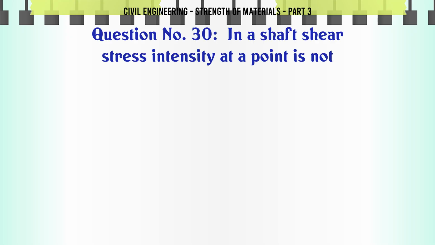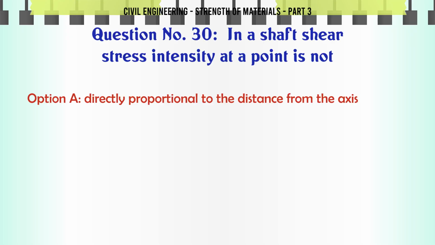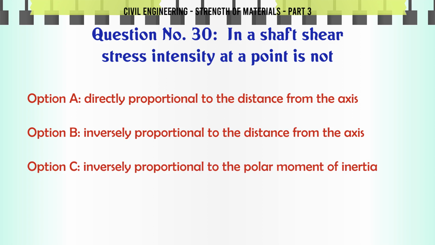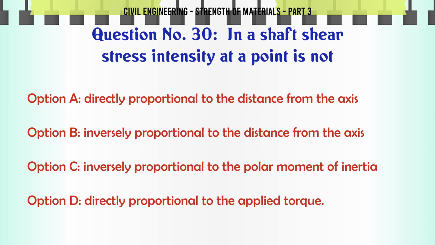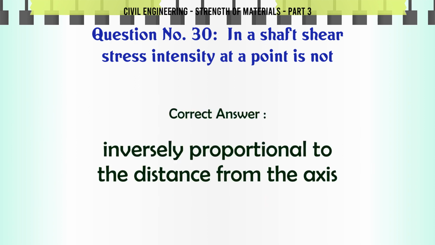In a shaft, shear stress intensity at a point is not: A. directly proportional to the distance from the axis, B. inversely proportional to the distance from the axis, C. inversely proportional to the polar moment of inertia, D. directly proportional to the applied torque. The correct answer is inversely proportional to the distance from the axis.